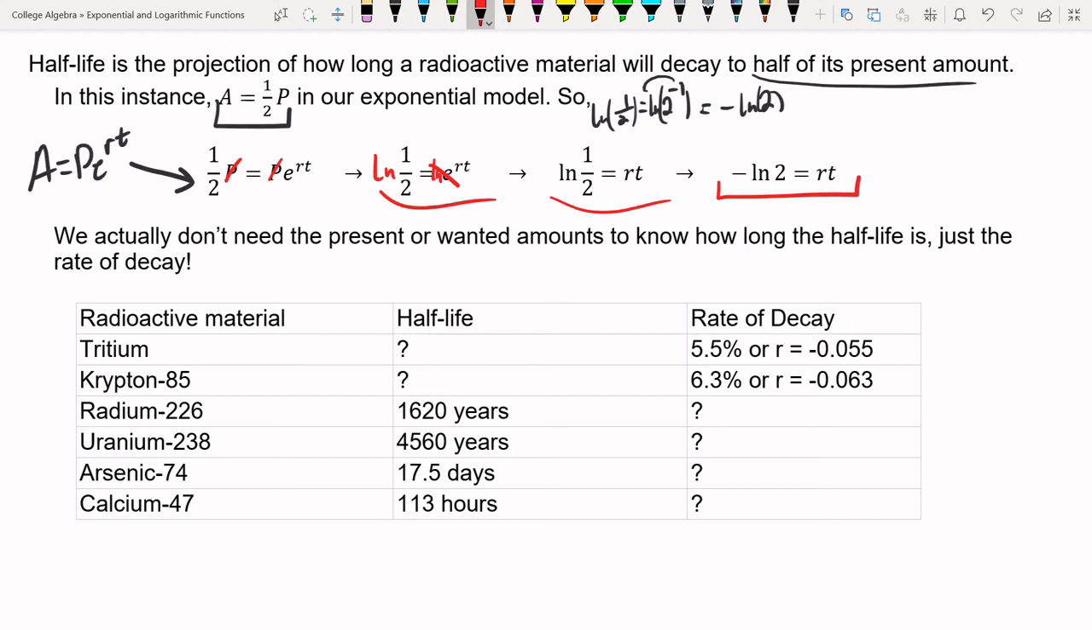That's what we have here. That's what this table is here. So I have 6 different radioactive materials: tritium, krypton-85, radium-226, uranium-238, arsenic-74, and calcium-47. We know some parts of the table, and we don't know the others. And we're going to find that using this formula here that I derived.